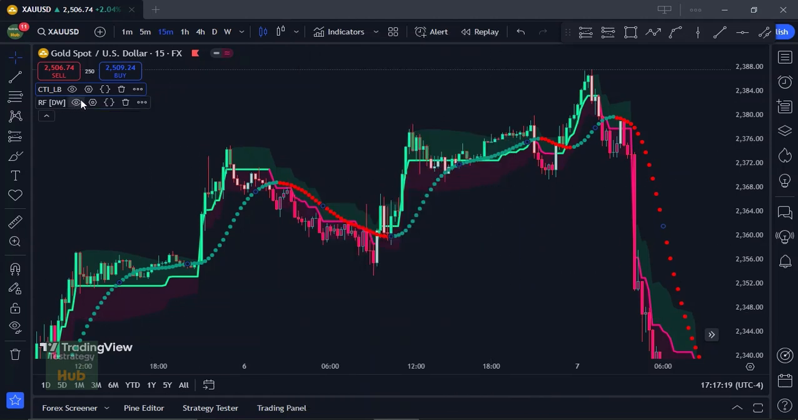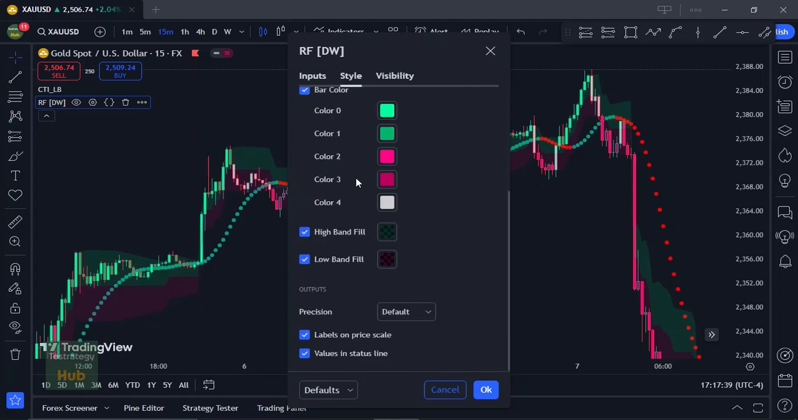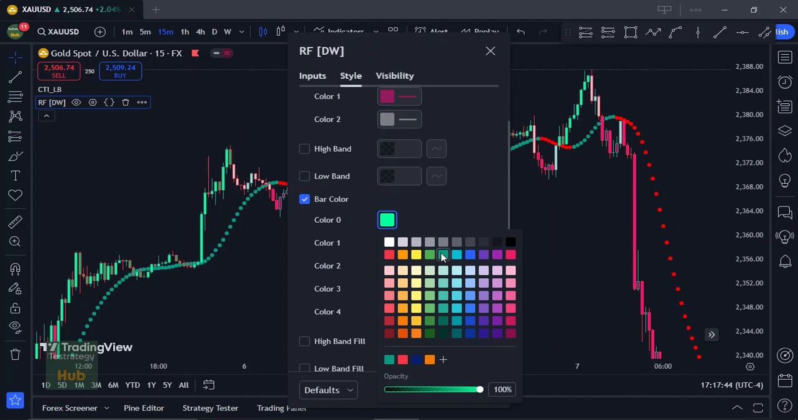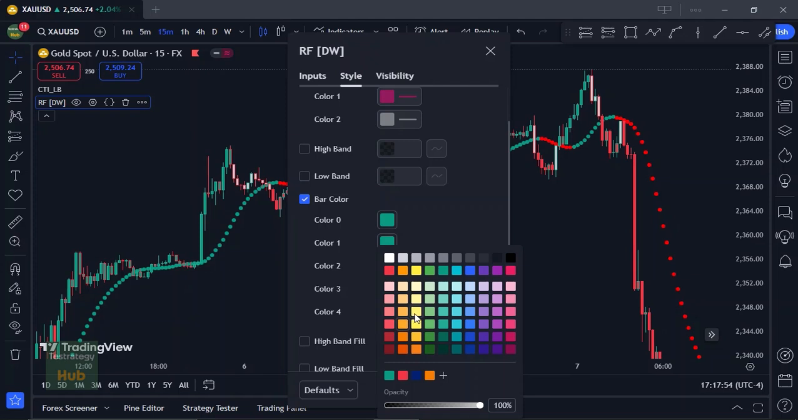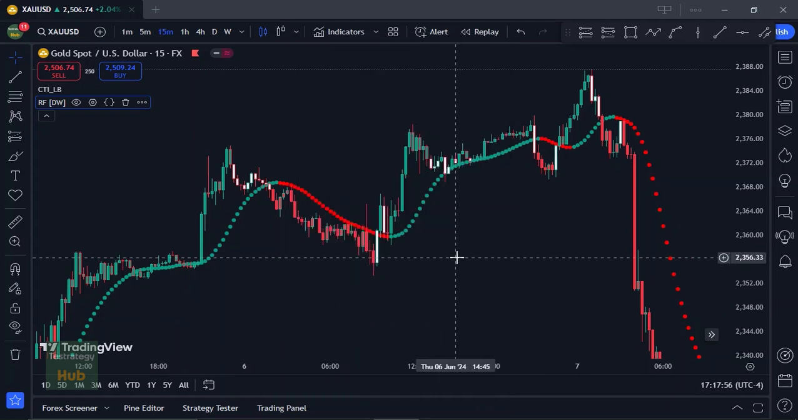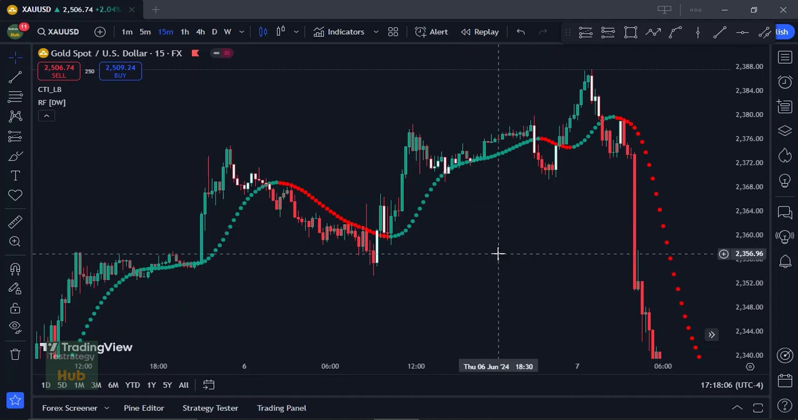Now we go to the settings of the second indicator. We have nothing to do in the input part of this indicator. And in the style section of this indicator, we turn off these options and change the colors to these colors. Now that the settings of our indicators are ready, let's go to how to trade with this strategy.